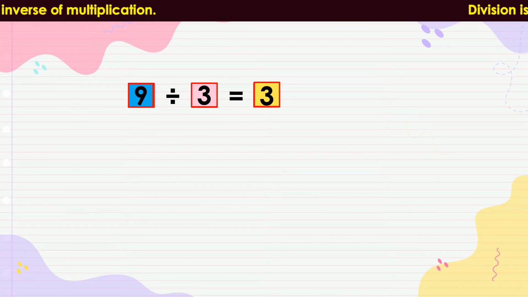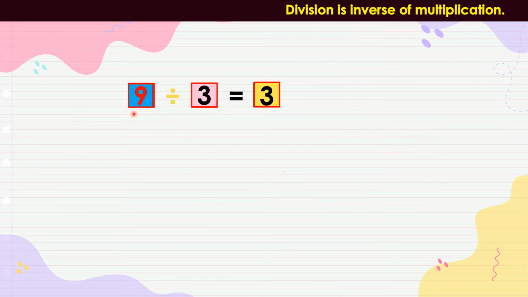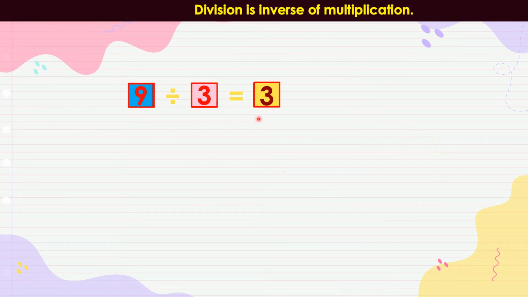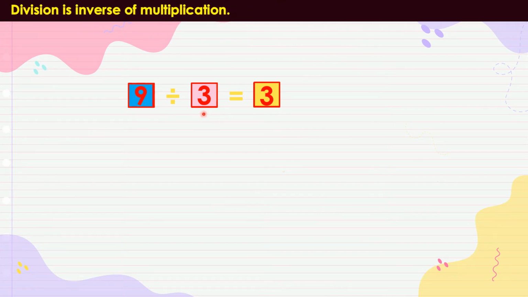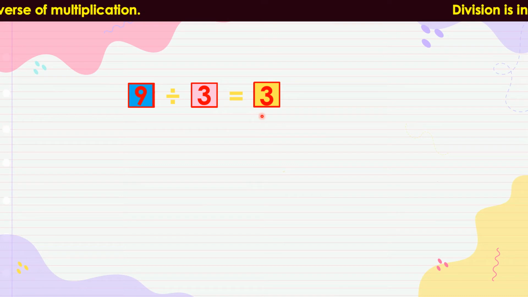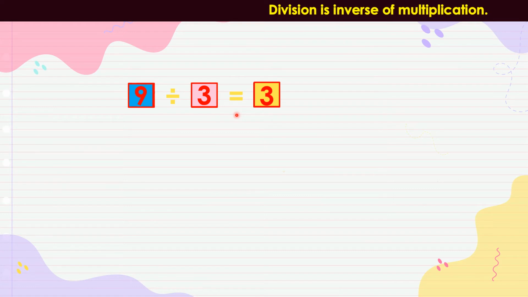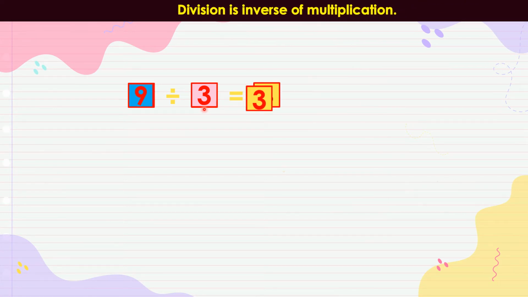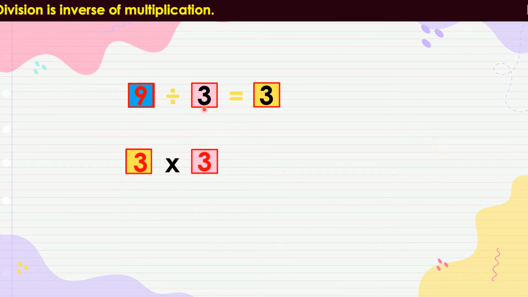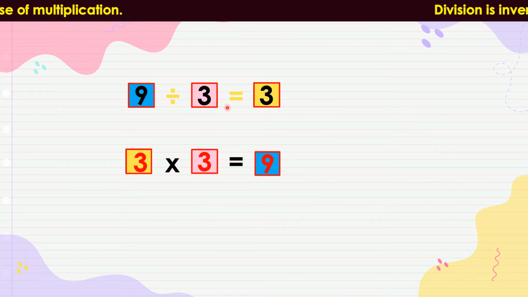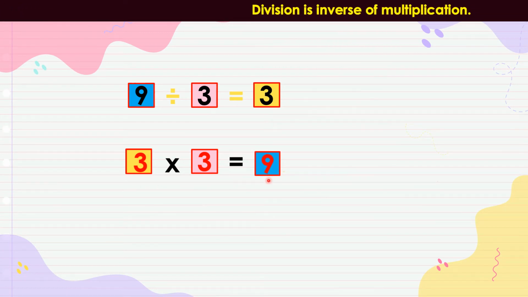Now, let's see another example. 9 divided by 3 is equal to 3. A larger number divided by a smaller number is equal to another smaller number. We want to write this as a multiplication, when we multiply two smaller numbers together to make a larger number. So, 3 times 3 is equal to 9.